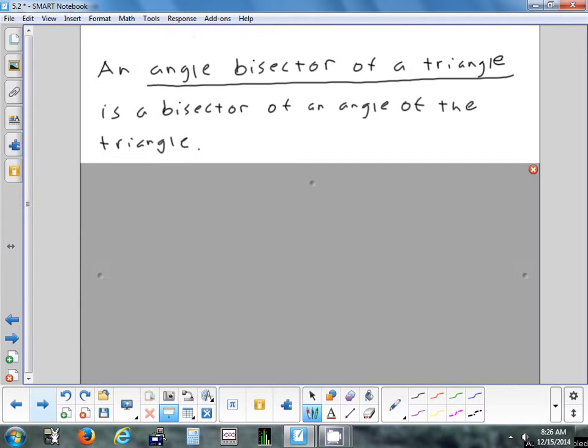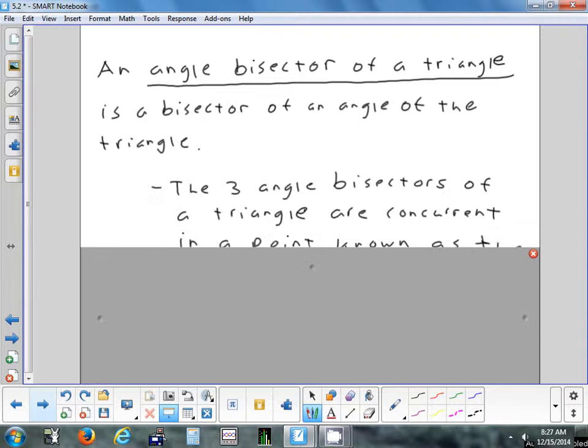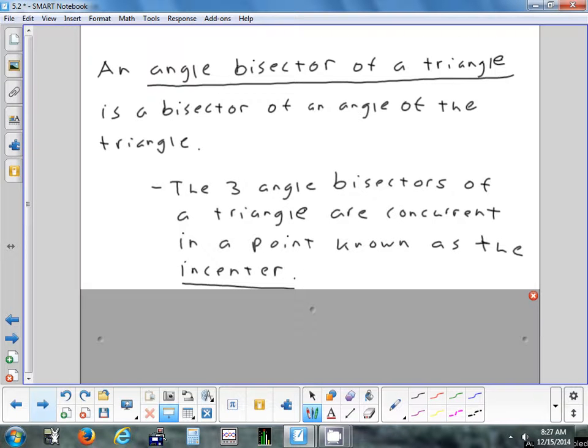All right, so let's look at a different point of concurrency. This is going to be the angle bisectors. So this time we're going to cut angles in half rather than the sides. If you draw in all three angle bisectors, they will all intersect at a special point. They're all going to be concurrent. And the name of that point is called the incenter. Okay, that's the incenter.